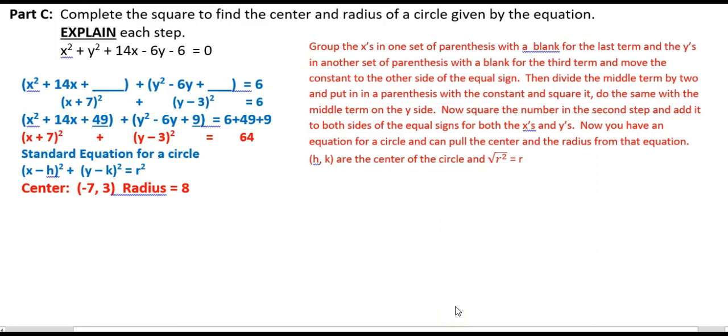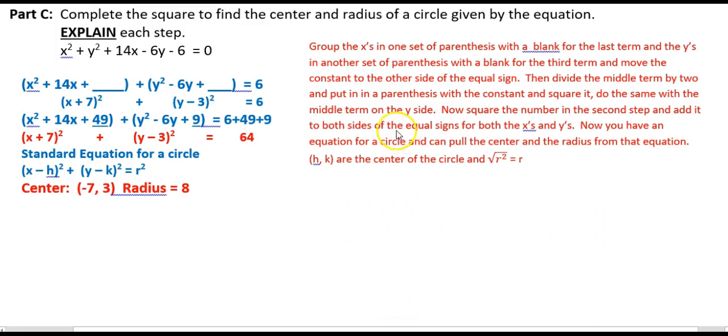So here now I've typed out everything I said. Group the x's in one set of parentheses with a blank for the last term, and the y's in another set of parentheses with a blank for the third term. Move the constant to the other side of the equal sign. Then divide the middle term by 2 and put in parentheses with a constant and square it. Do the same with the middle term on the y side. Now square the numbers in the second step and add to both sides of the equal sign for both the x's and the y's. Now you have an equation for a circle and can pull the center and the radius from that equation. H and k are the center of the circle, and thus if you take the square root of r squared, you get r. Okay?